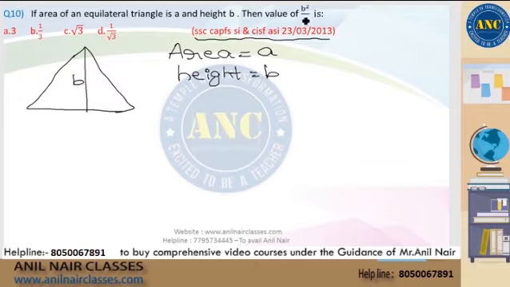Find the value of b square by a. B square, that means height square divided by area, we need to find. A is nothing but the area only, right? Height square divided by area, we need to find.